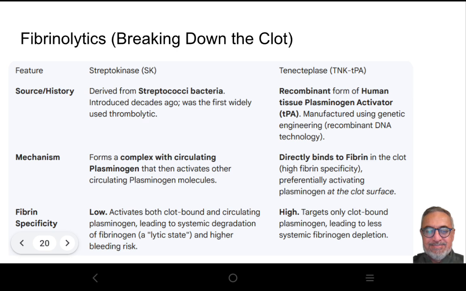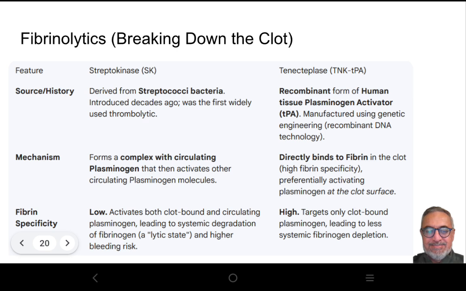Fibrinolytics, on the other hand, work by breaking down the clot. Streptokinase is derived from the Streptococci bacteria. It was introduced decades ago. It was initially used to break up exudative pleural effusions and then found a role in thrombolysis for acute MI once the thrombin theory of acute coronary syndromes was widely accepted.